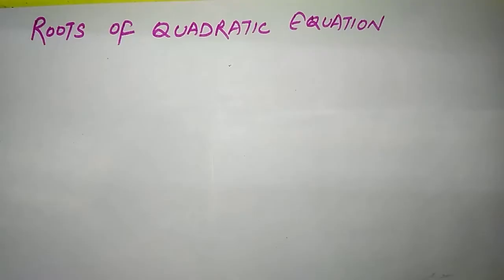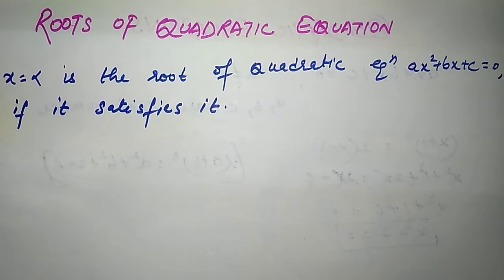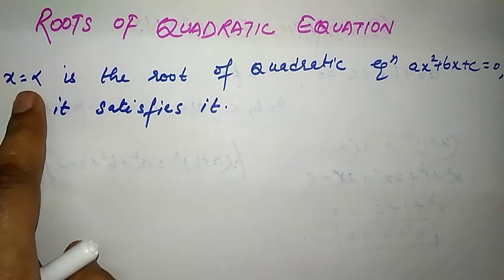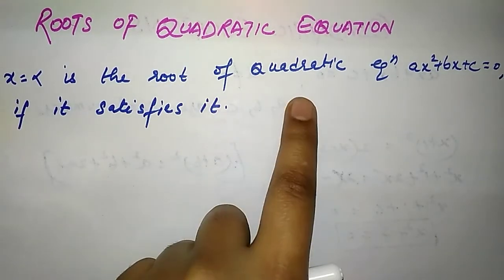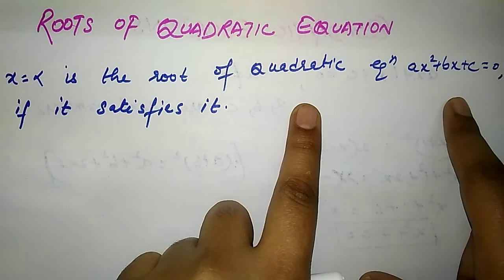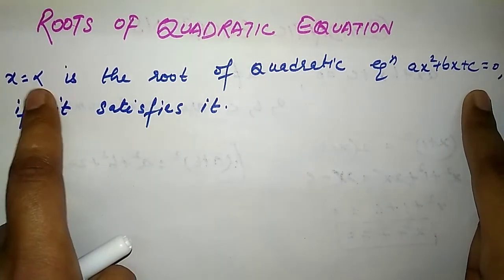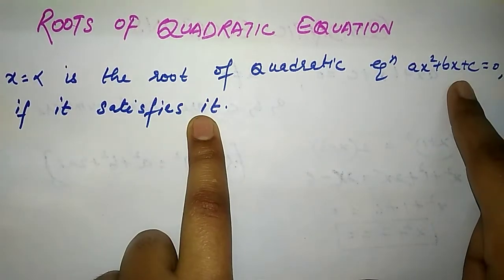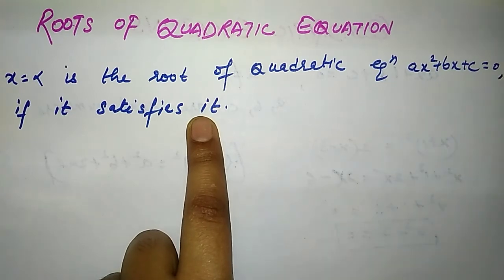Now we will discuss the roots of a quadratic equation. To find the roots of a quadratic equation we have various ways, like factorization, and in this chapter we have 2 more ways that we will discuss later on. But before that we should know what the root of a quadratic equation is. So x is equal to alpha is the root of the quadratic equation ax square plus bx plus c if this satisfies that equation. Now what is the meaning of satisfaction?